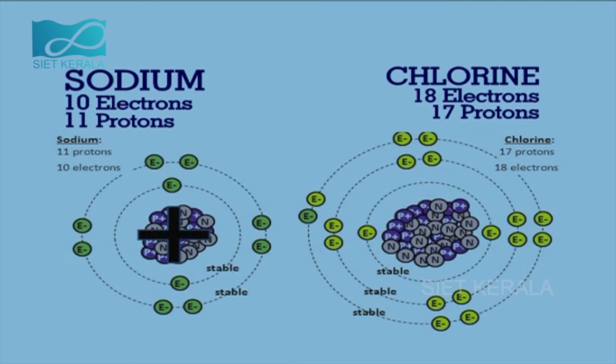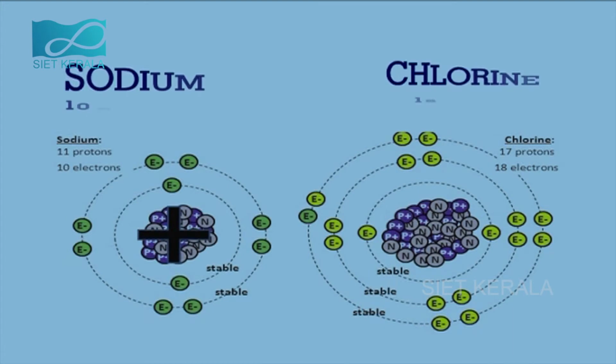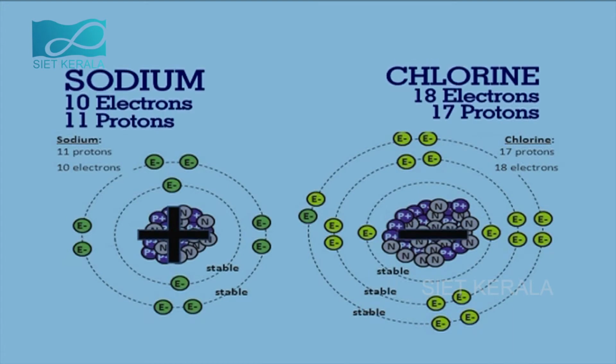Since the sodium atom has more protons than its electrons, it becomes positively charged. We know protons have a positive charge, and electrons have a negative charge. In the case of the chlorine atom, it is just the opposite. Chlorine now has more negatively charged electrons that give it a negative charge.